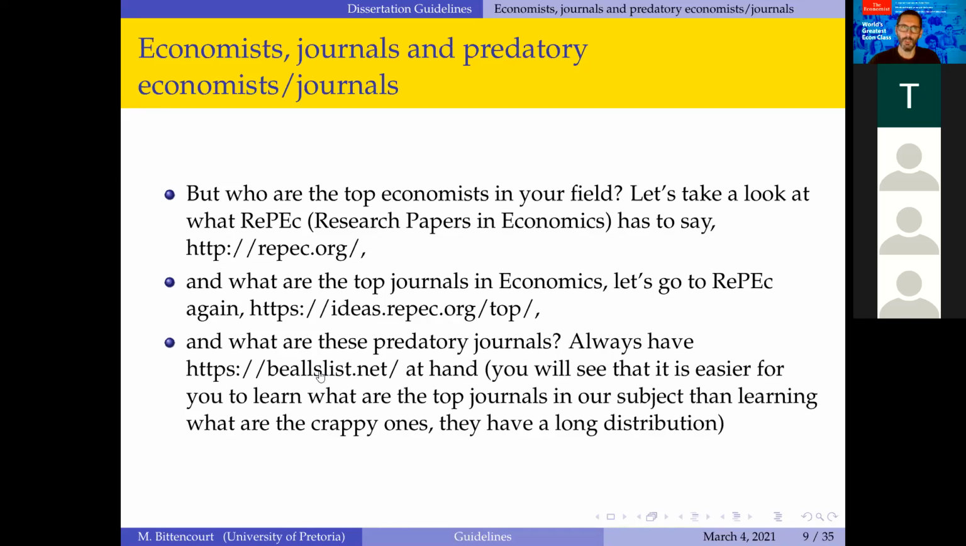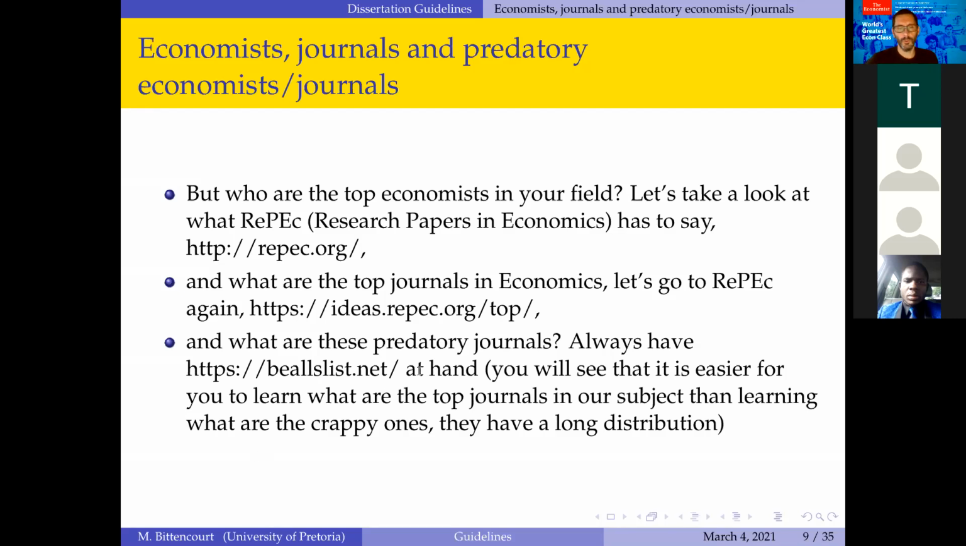Really. The same way that we avoid the four horsemen of the apocalypse, we have to avoid the predatory journals, right? But again, putting the whole thing upside down, you are going to see it's a gigantic list of predatory publishers and predatory journals in all sorts of sciences. When I was organizing these notes today, I was thinking, it's much easier for you to learn what the top journals in our subject are than learning what the crappy ones are, because the crappy journals have a gigantic distribution to the right.